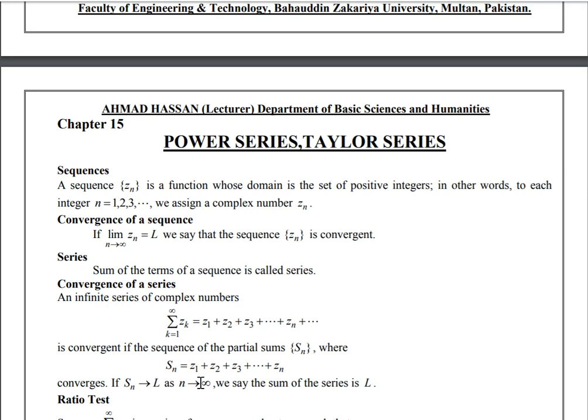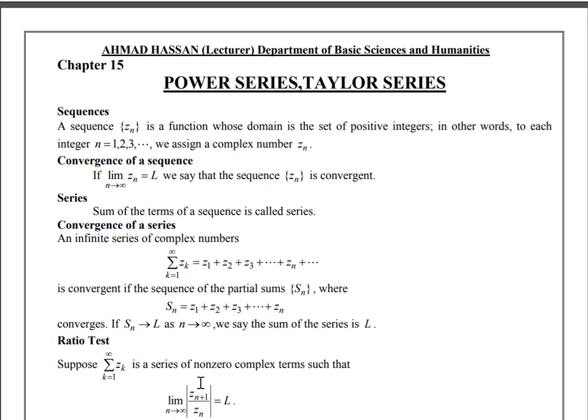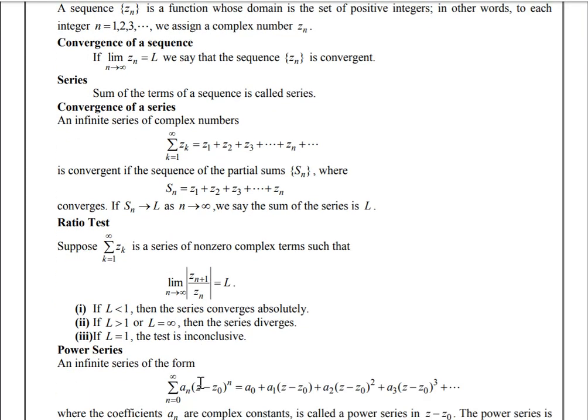Now how can we find whether our series is convergent or divergent? It is divergent if the sum is not a finite number, that is, as n tends to infinity, the partial sum sequence does not converge to a number. For this we have different tests from which we can say whether our series converges or not.